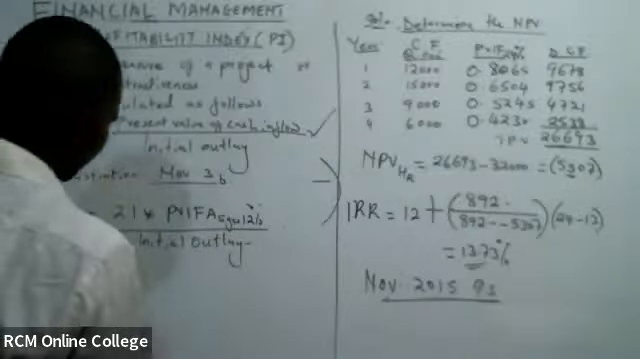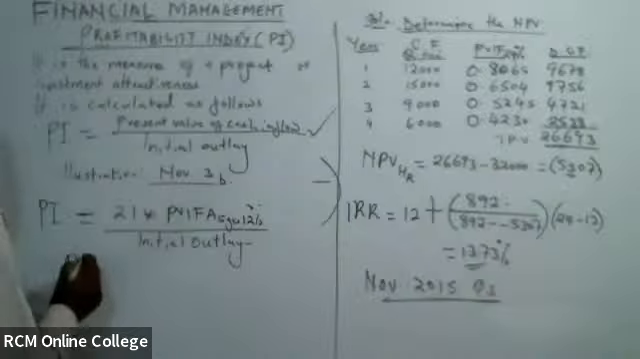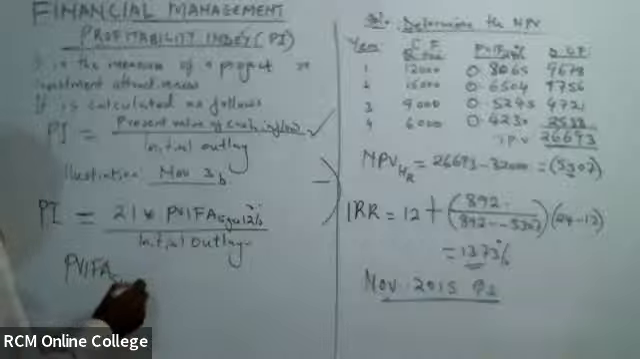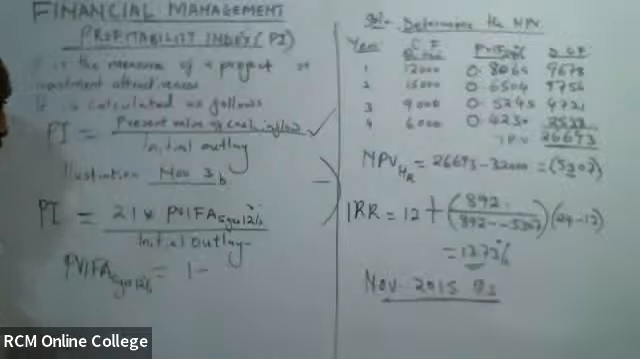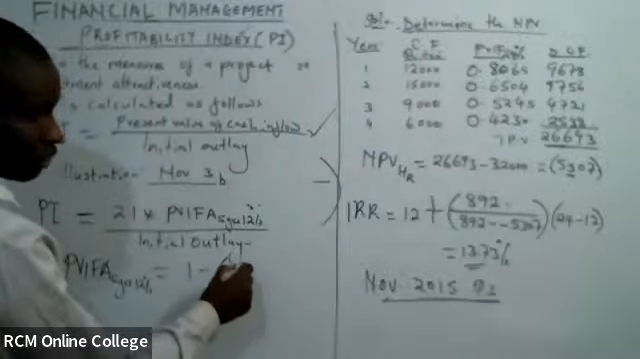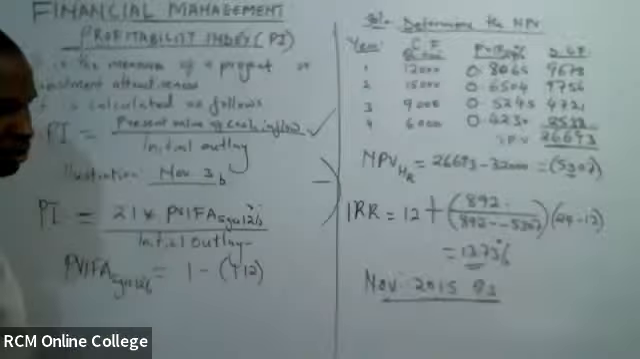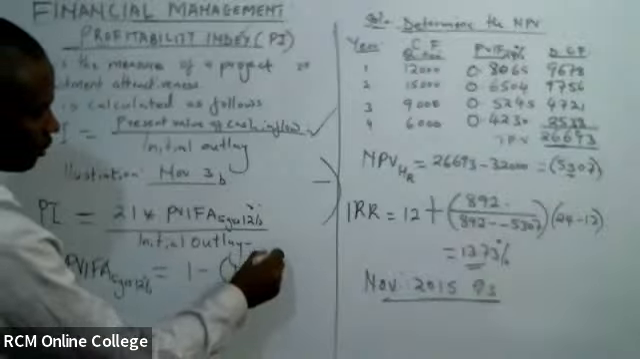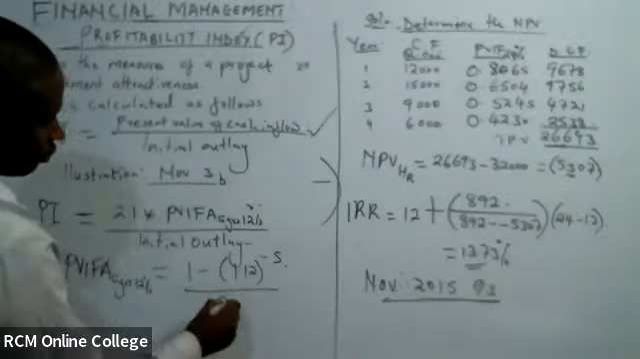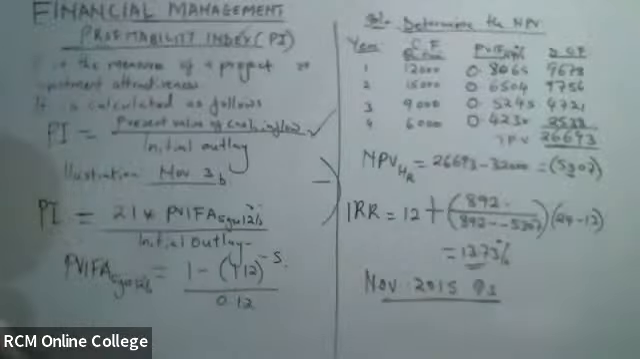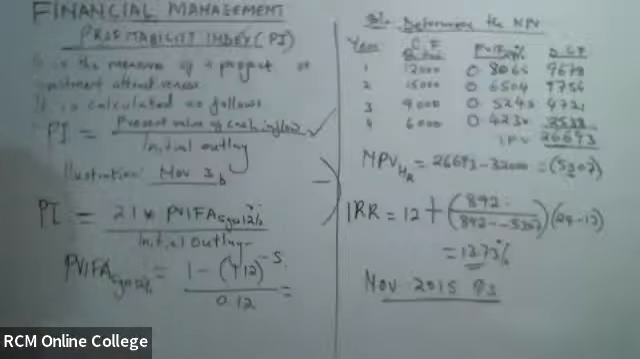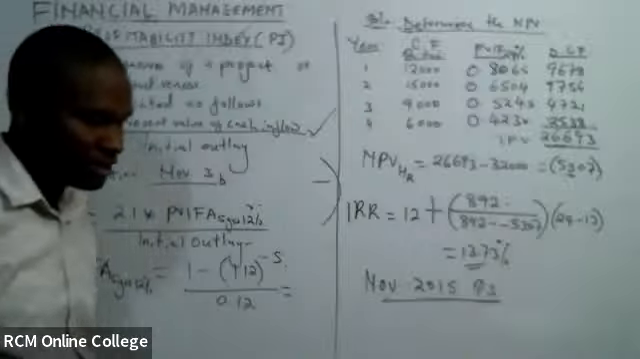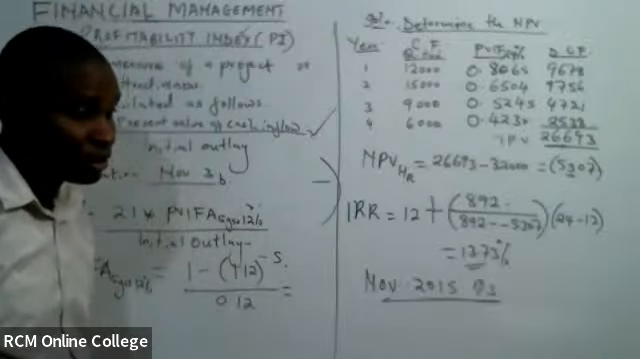So if you wish, you can start by getting the PVFA, 5 years, 12%. Tell me what to write. 1 minus 1.12 to the power of -5, divided by 0.12. Does anyone know where I got 1.12 from? Are we together as far as my PVFA, 5 years, 12% is concerned?